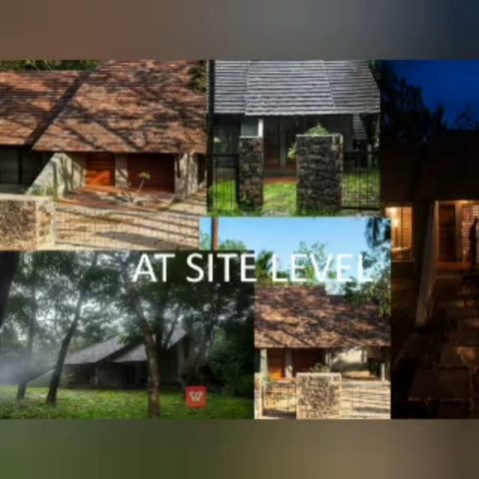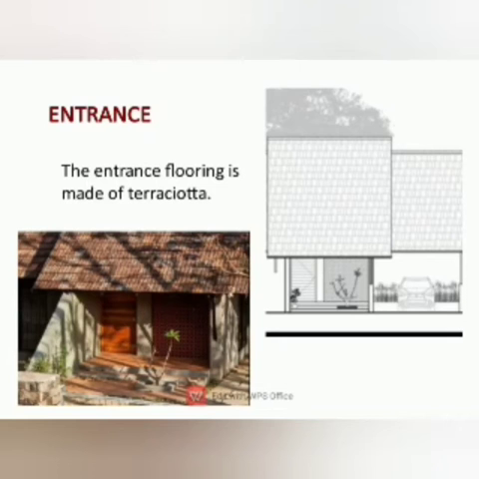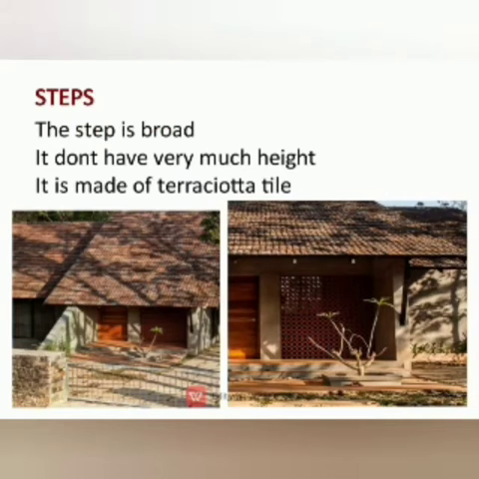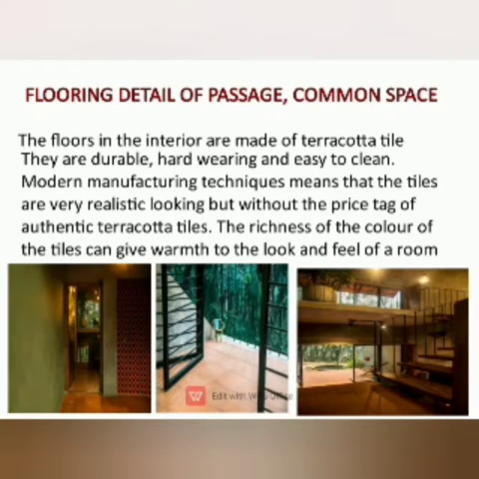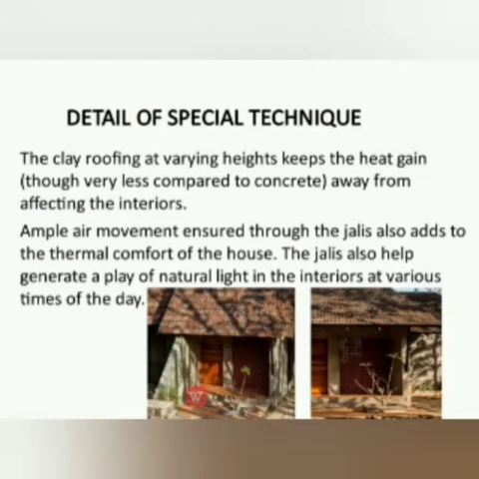Let's talk about the site level study. The gateway is near the road and the front portion is paved with natural stone tile. The entrance flooring is made of terracotta tiles. The interiors are also made of terracotta tiles and they give a warm look to the rooms. They used terracotta tiles for the roofing, brought from a demolished house. One of their special techniques is clay roofing, which protects the interiors from the heat.